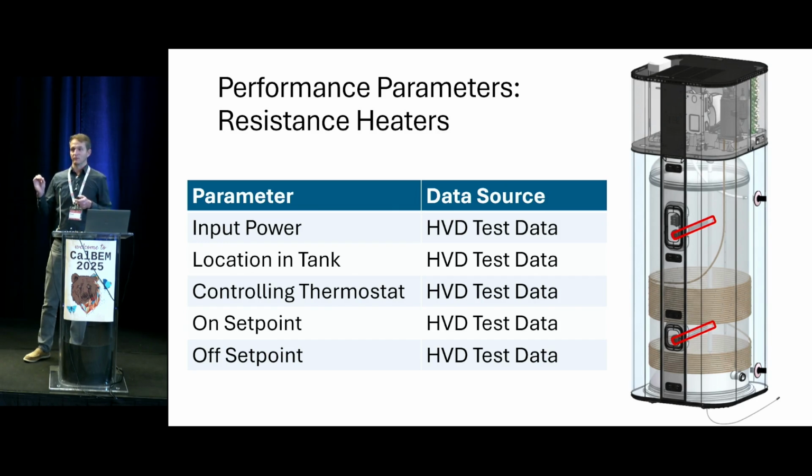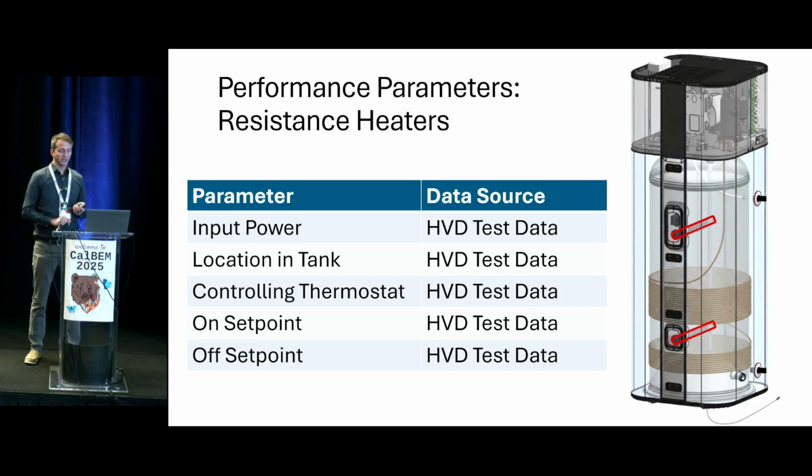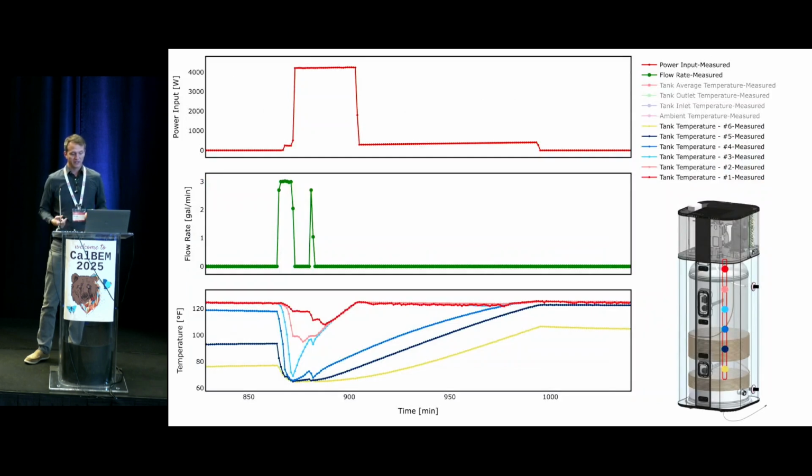And if we remember, the resistance heat is really what drives peak demand and where our biggest costs are going to occur for these systems. And so the UEF tests don't tell us anything about that, one of the biggest penalties for these systems. So we need to look at the high volume draw test data to figure this out.